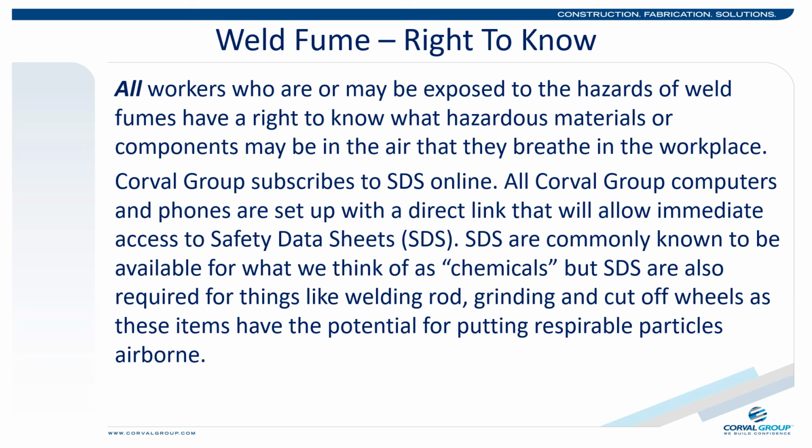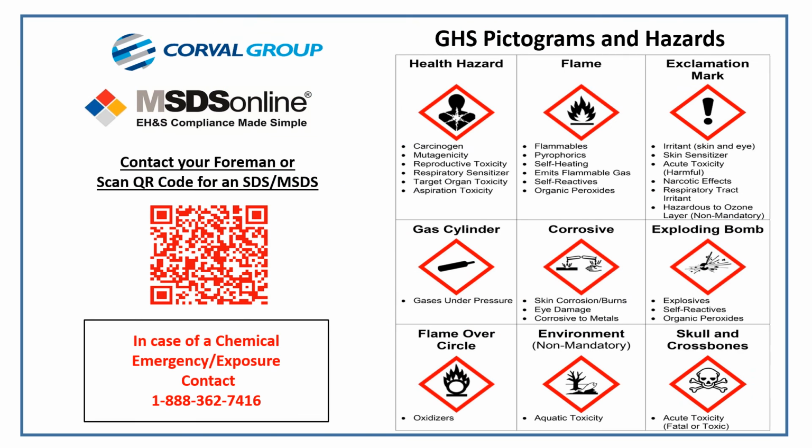SDSs are commonly known to be available for what we think of as chemicals. But SDS are also required for things like welding rod, grinding, and cut-off wheels, as these items have the potential for putting respirable particles in the air. This sign can be found on Corval Group job sites and provides all necessary information to obtain any desired safety data sheet. The SDS will provide information relative to the makeup of the product, health hazards, and control measures. You can ask your foreman for the SDS or search the database yourself.